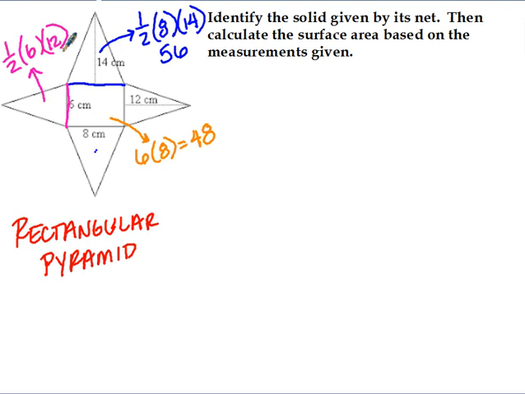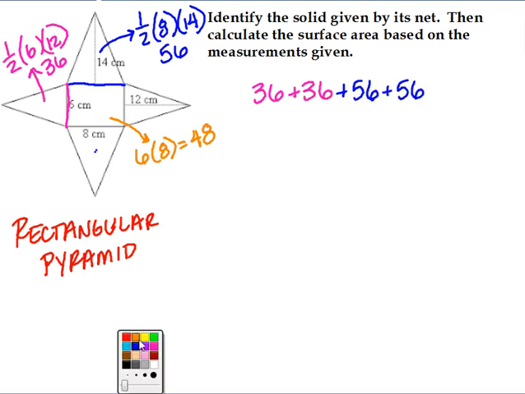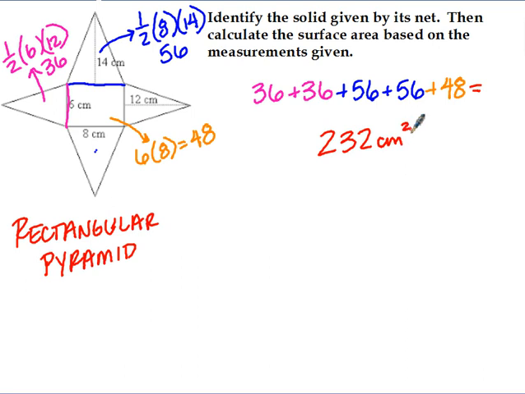So I have two pink triangles, 36 plus 36. I have two blue triangles, that's 56 plus 56. And then I have one orange rectangle, 48. So my total surface area here is going to be 232 square centimeters. Okay? So this is just an introduction to surface area.